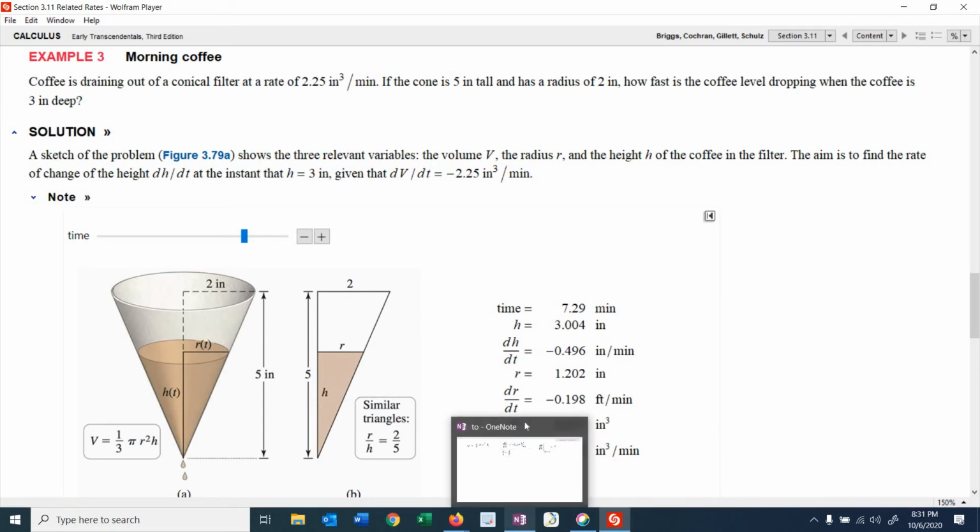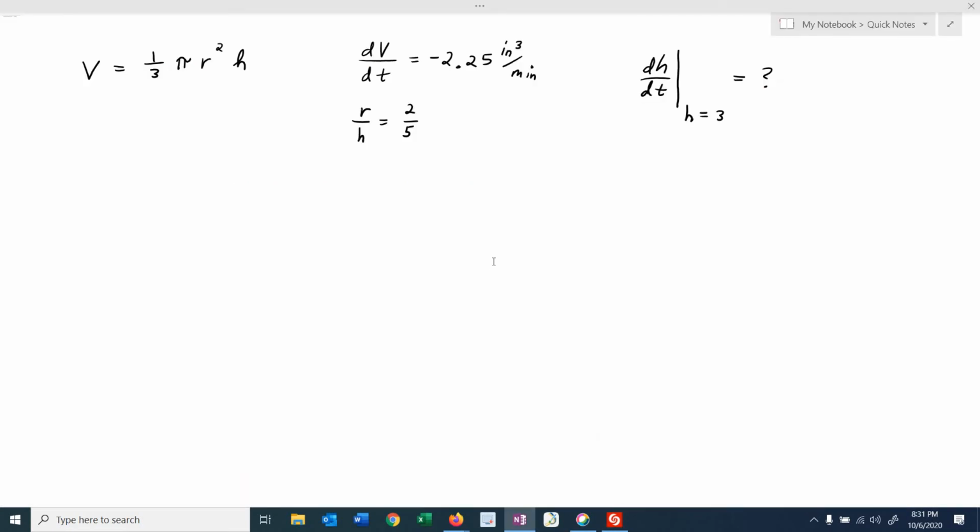Okay, so let's go ahead and do that. We know r divided by h is the same as 2/5 because those are similar triangles. And if we solve for r here, just multiply h to the other side. So we get 2/5 h, and then we're going to substitute that in for this r here.